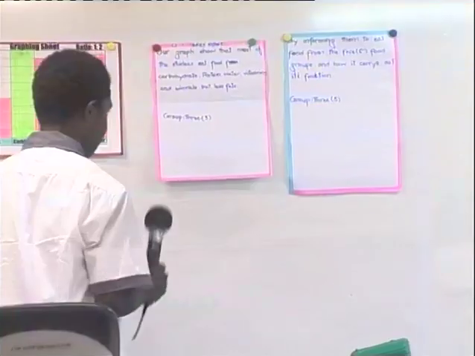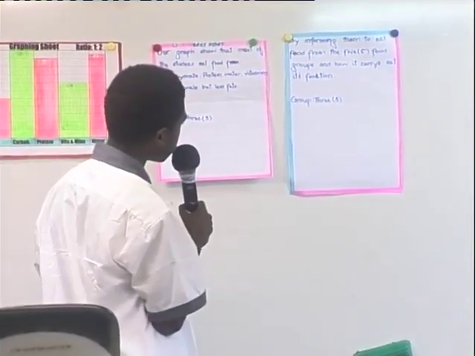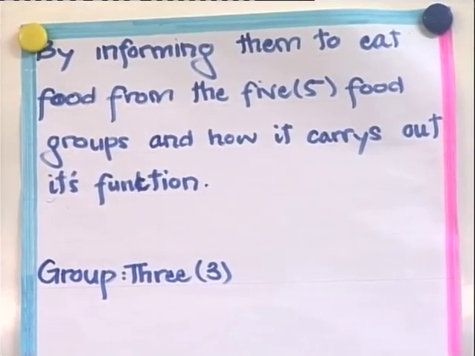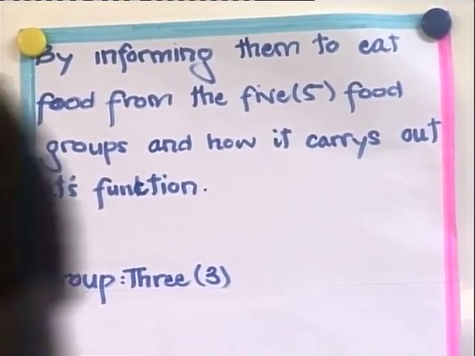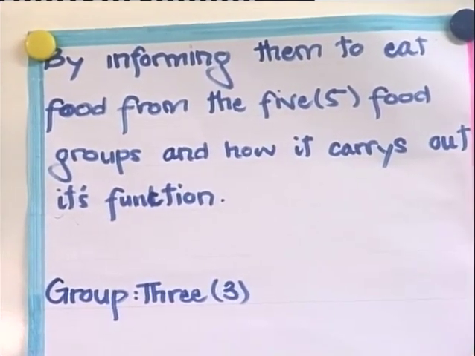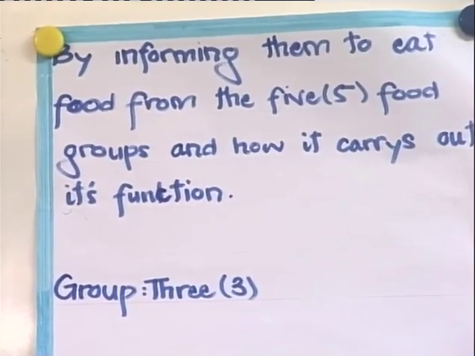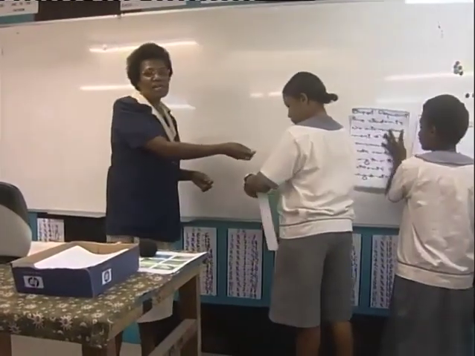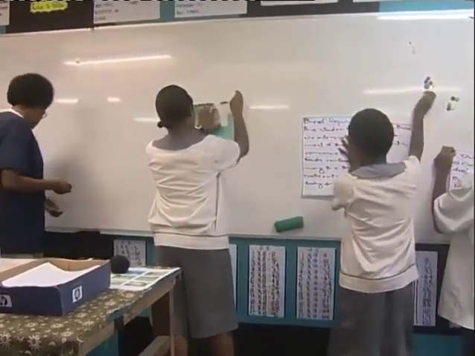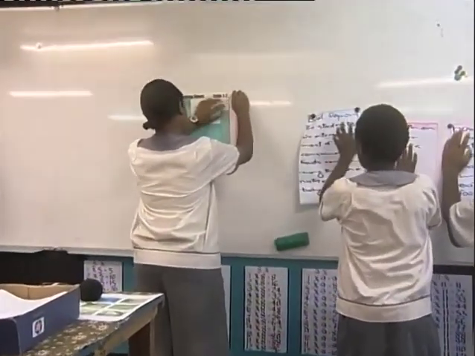Group 4, get ready, please. By informing them to eat food from the 5 food groups and how it carries out its functions. Thank you, group 3. Let's have group 4, please. 5, get ready, please.